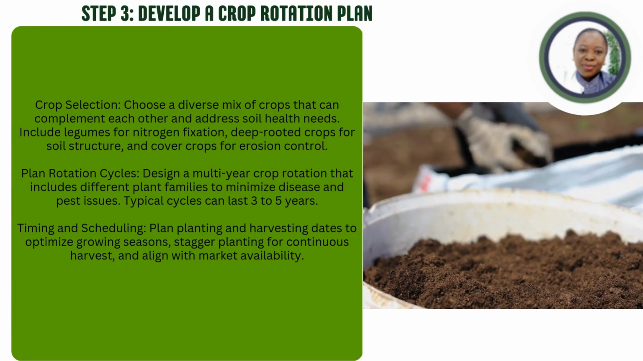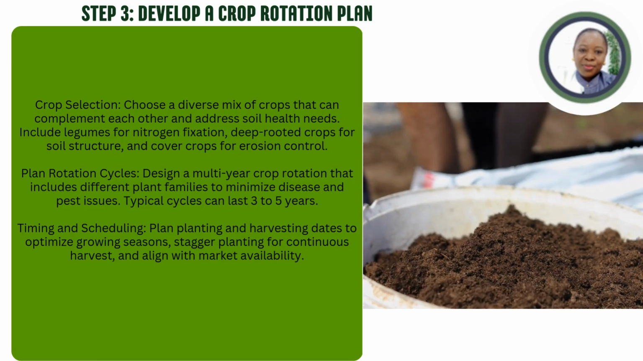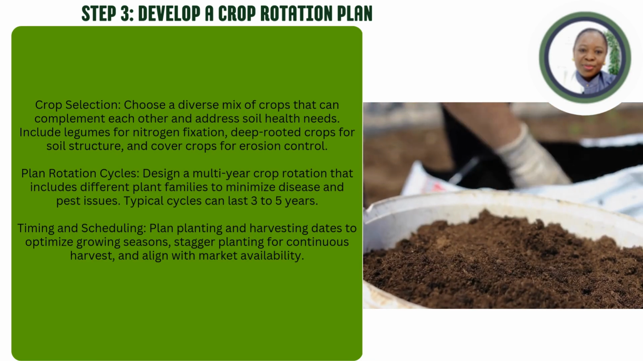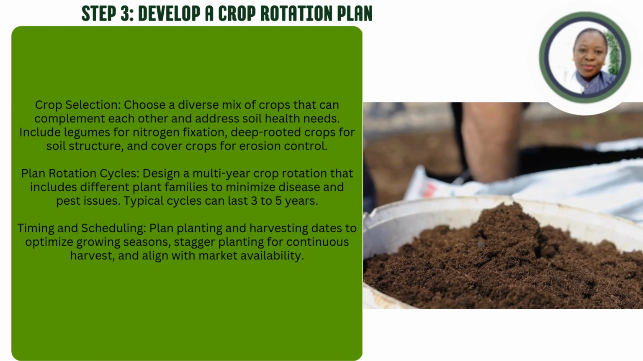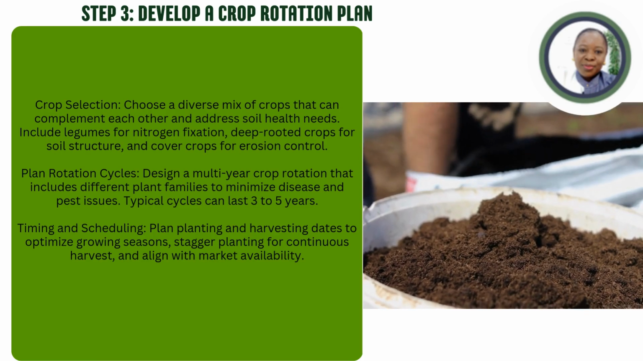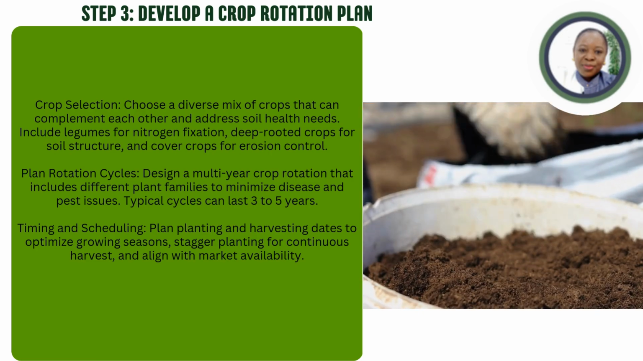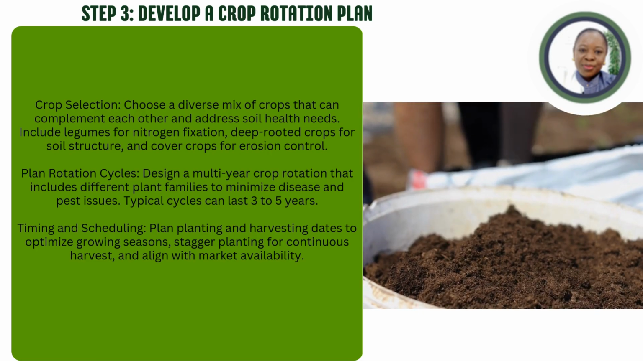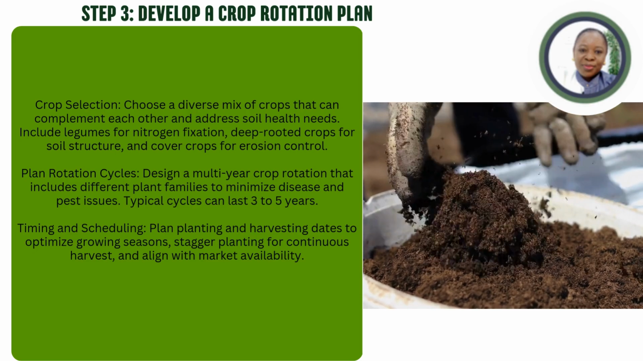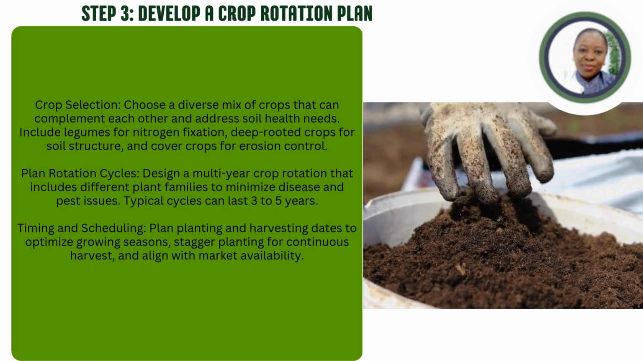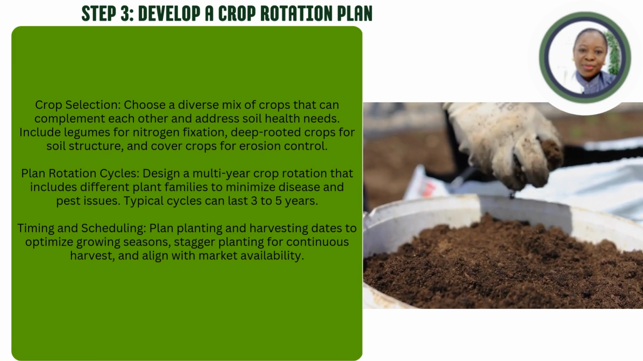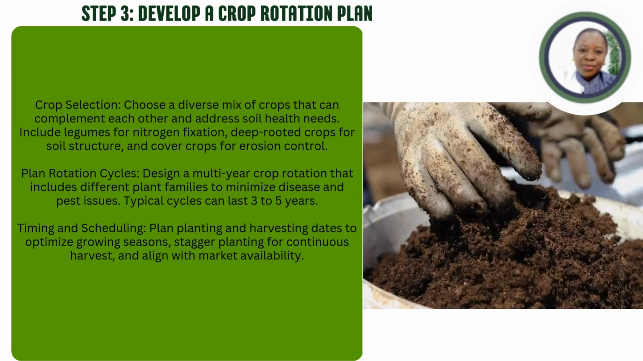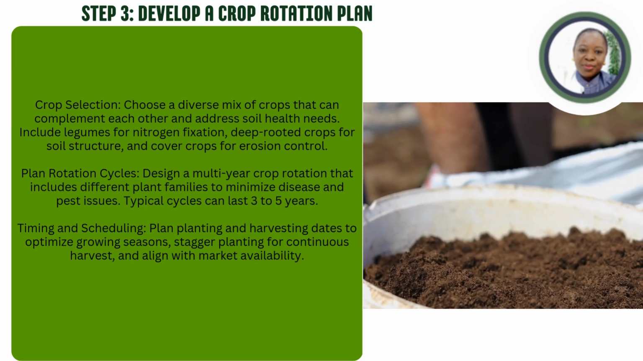Crop selection. Choose a diverse mix of crops that can complement each other and address soil health needs. Include legumes for nitrogen fixation, deep root crops for soil structure, and cover crops for erosion control. Plan rotation cycles. Design a multi-year crop rotation that includes different plant families to minimize disease and pest issues. Typically, cycles can last between 3 to 5 years.